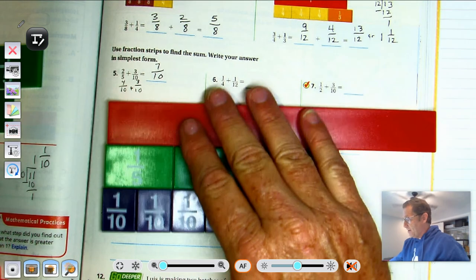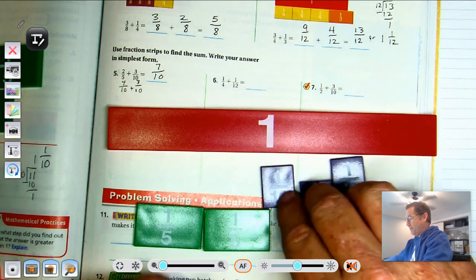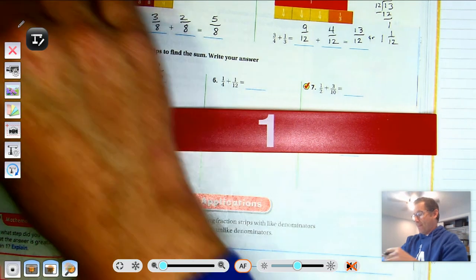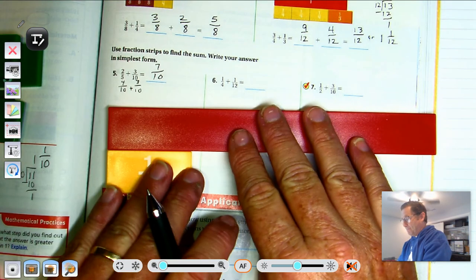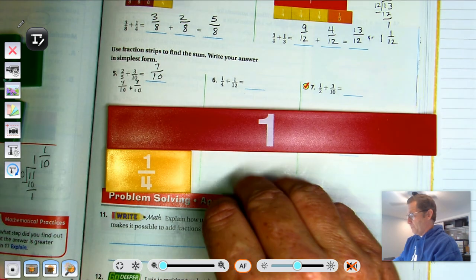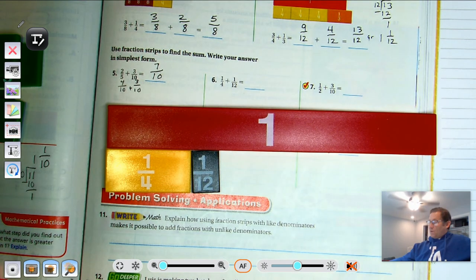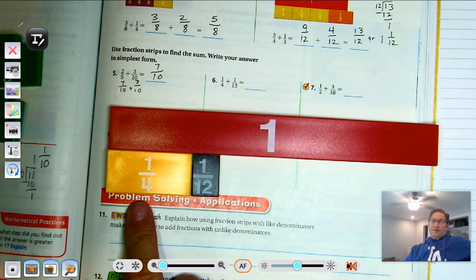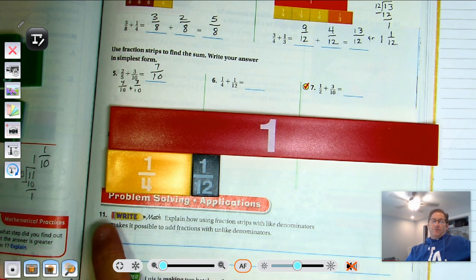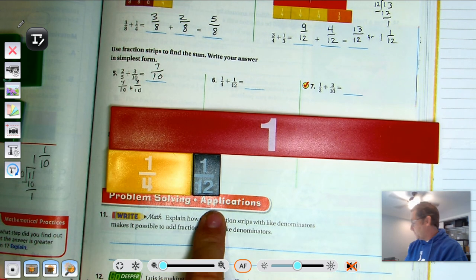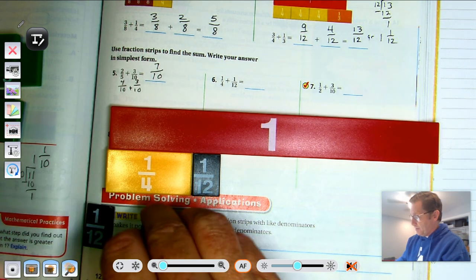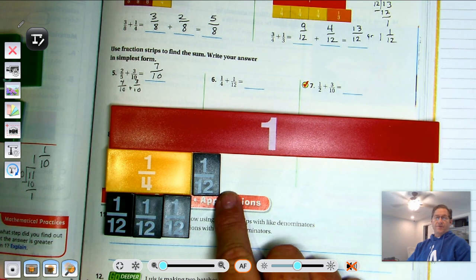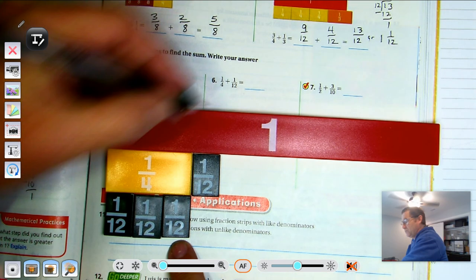Okay. 1 fourth and 1 twelfth. 1 fourth plus 1 12th. Well, let's look at 1 4th. When I skip count by 4s, do I ever say 12? 4, 8, 12. Yeah, so 12 should work. So I should be able to put 12s here without having to change the other 12th. So 3 12ths is the same as 1 4th.